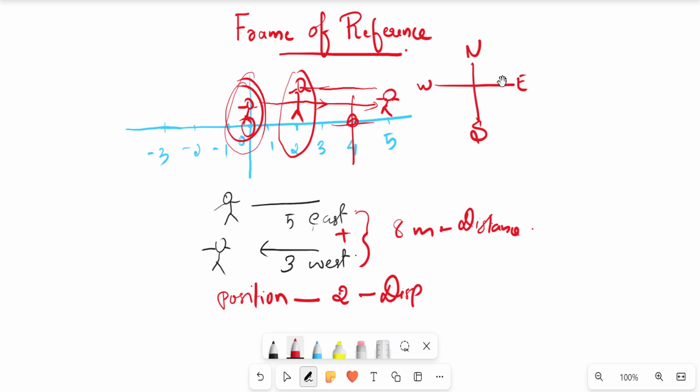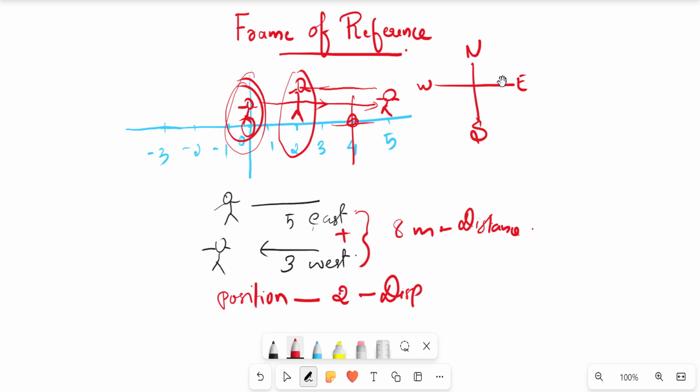It's up to your choice, but you should calculate in such a way that your origin is taken into consideration. You can start from 0, or from 1, 2, 3, 4, it's up to you. But make sure that you take the origin into consideration. So that's all about the frame of reference and the origin.